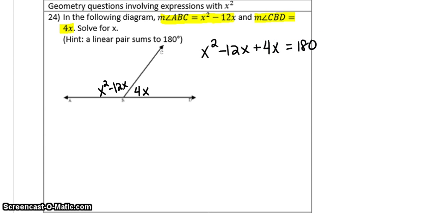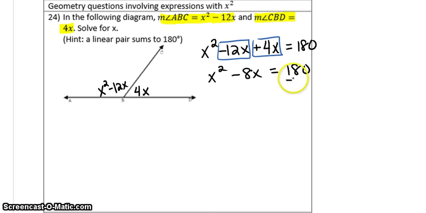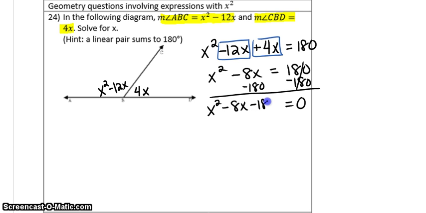The first thing I notice is that there are like terms on the left side of this equation. So negative 12x plus 4x can be combined to give me minus 8x, bring down my equals 180. At this point, I am recognizing that this equation will require factoring, so I have to move the 180 over to the left side through subtraction and get my equation set equal to 0. Over on the left side, I have x squared minus 8x minus 180. None of those terms can be combined. Once I get that trinomial, I now need to factor.